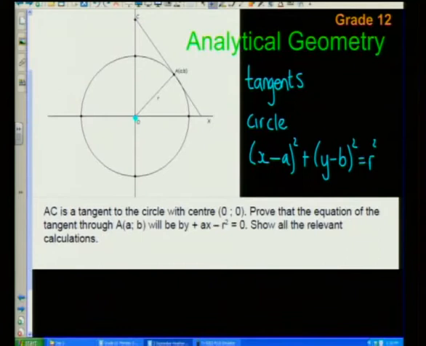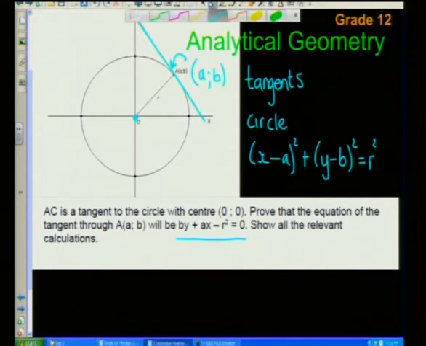So in fact, we're back with our old circle centered at the origin, and they're giving me that this thing here is a tangent. Then they are telling me, prove that the equation of the tangent going through the point AB, so let's make that clearer, that this point here is the point AB. They want me to prove that it will be this equation, by plus ax minus r squared is equal to 0. Show all the relevant calculations.